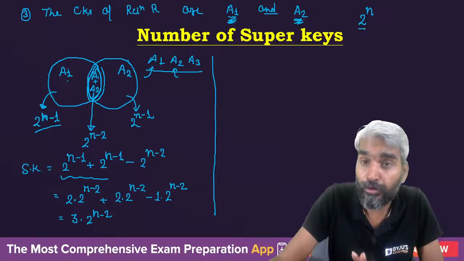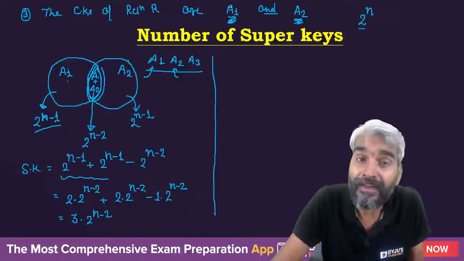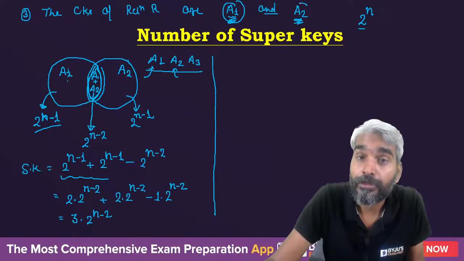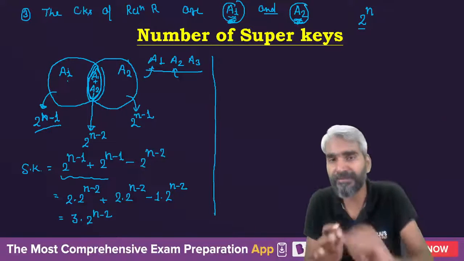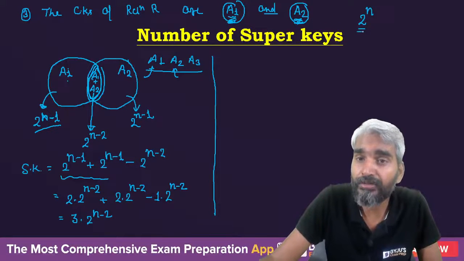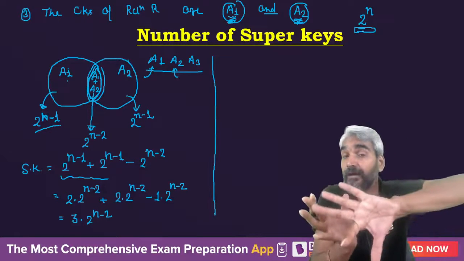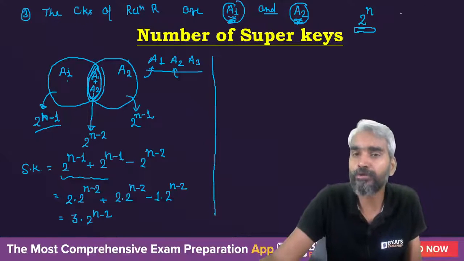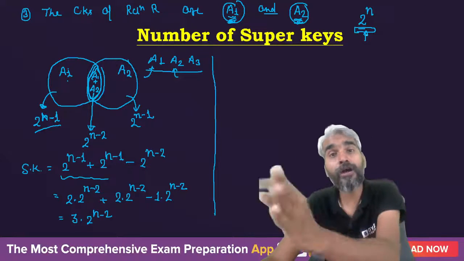Out of those 2 raised power n subsets, there are subsets in which neither A1 is present nor A2 is present. So how many are the subsets in which neither A1 is present nor A2 is present? Can you give me the answer for this question? The total number of subsets of n elements is 2 raised power n.